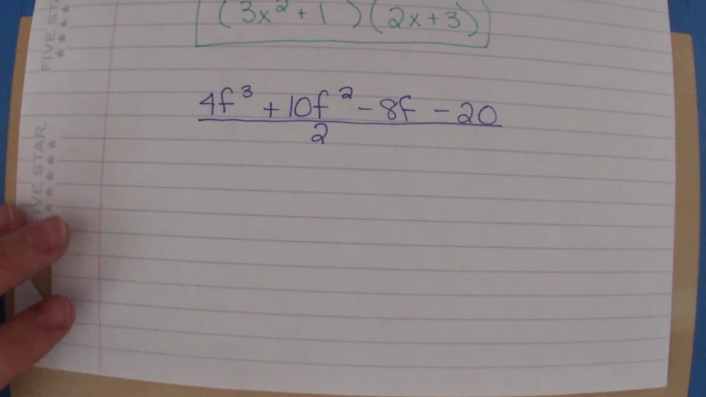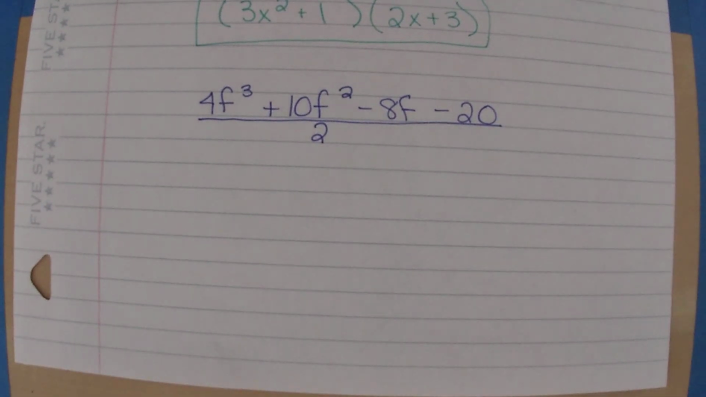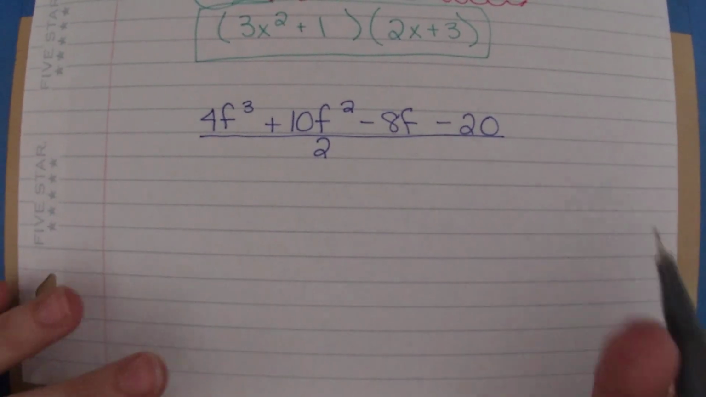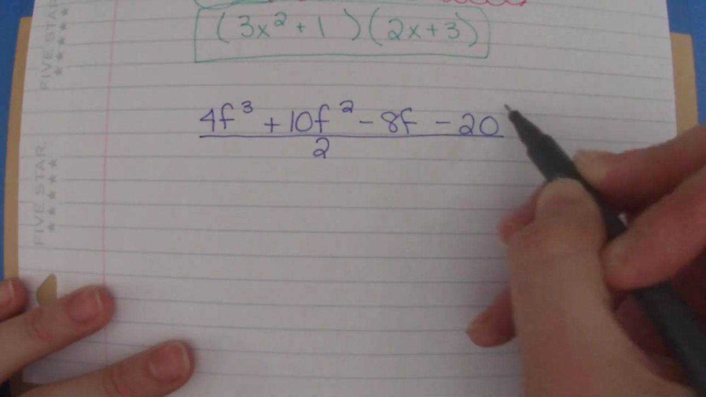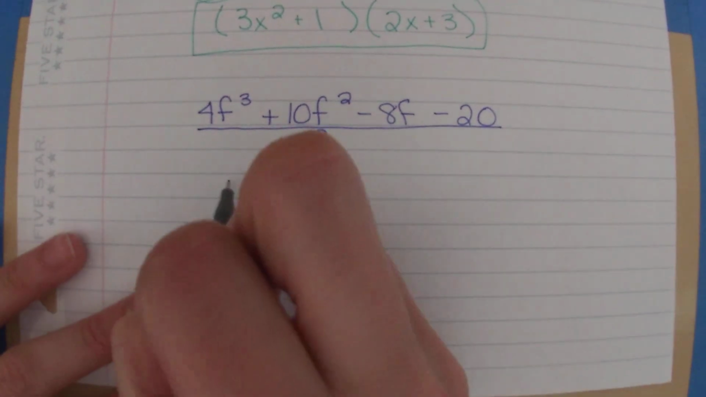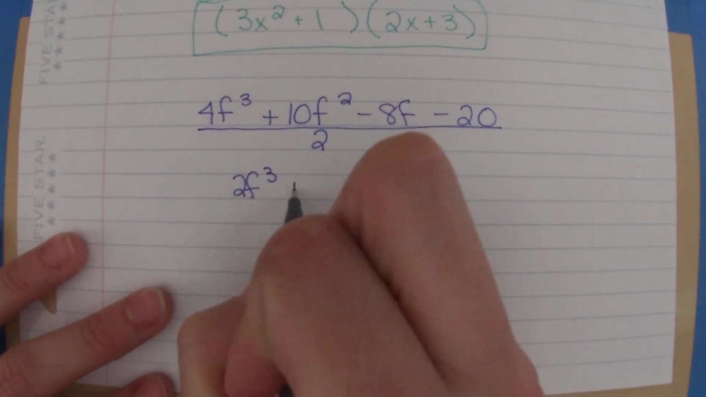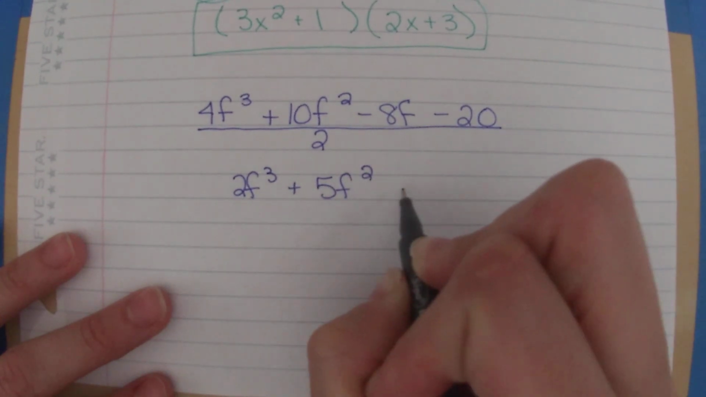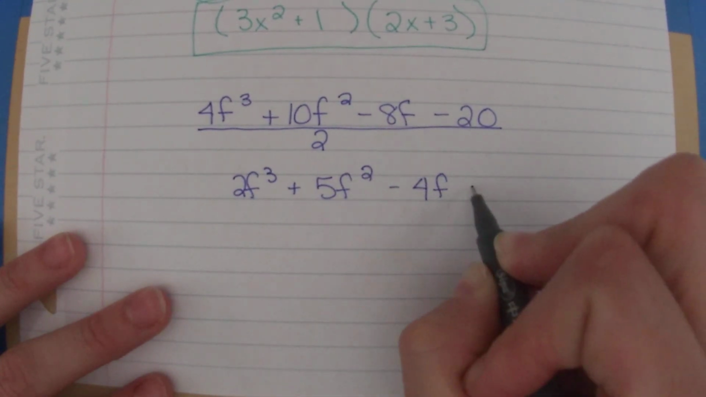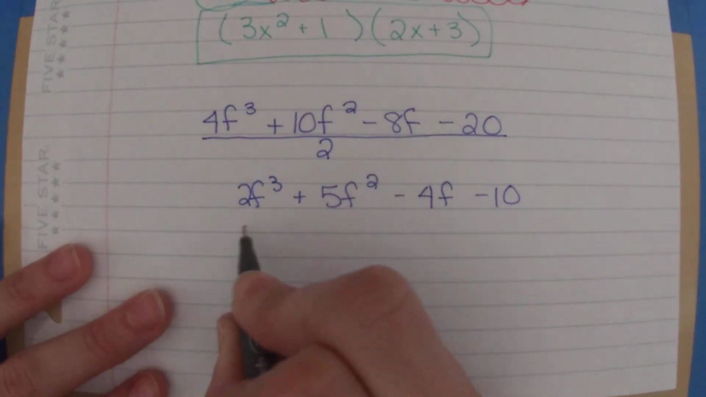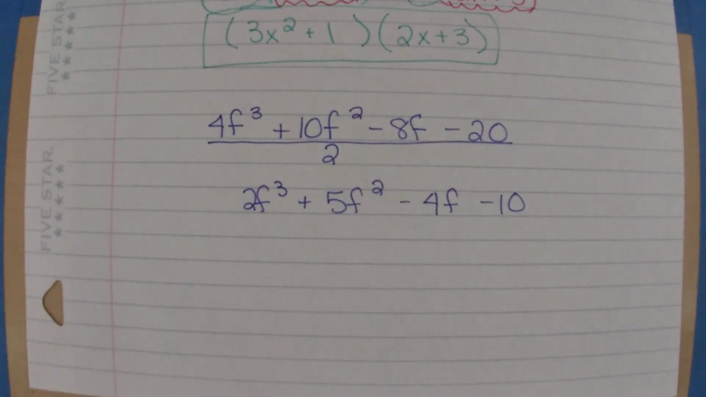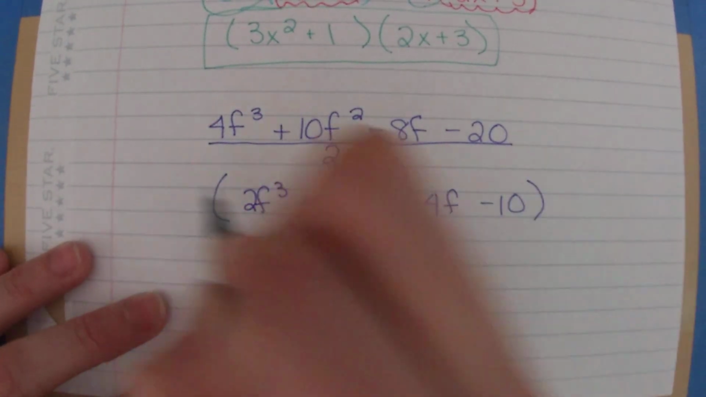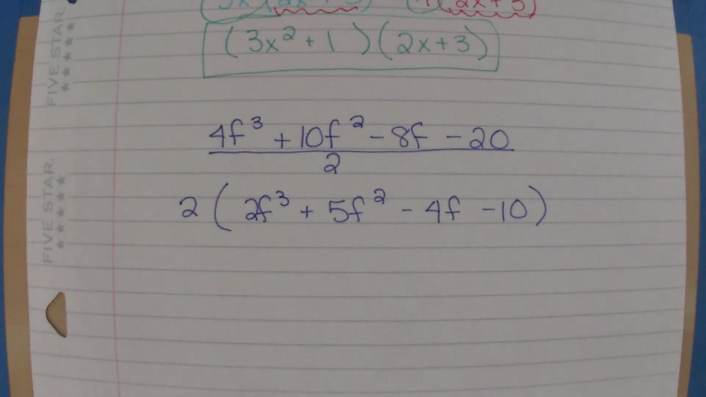Now remember, we have talked about in class that if you miss that GCF to start with, you can pull it out at the end, but getting those numbers as small as possible to start with is always helpful. These do not all have the f, so I can't pull out an f. So I'll get 2f to the third plus 5f squared minus 4f minus 10. Now I can't think of anything that will go into all 4 of those terms, so I know I got the GCF out, and so I can put this 2 out in front.